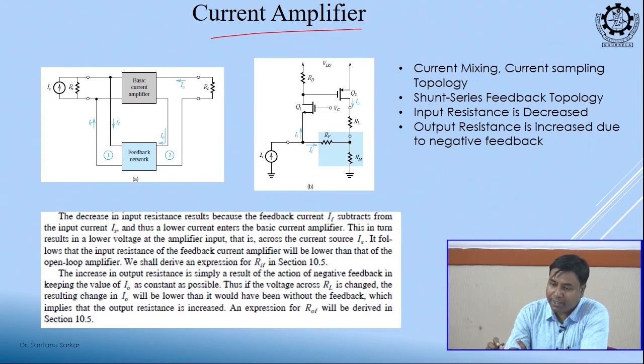So, in a current amplifier, the terminology will be current mixing, current sampling, and previously it was series shunt. It will be just opposite. So, it is shunt series. Voltage and current is easy, you just have to exchange. So, now can you tell me what is your requirement? The negative feedback will decrease input impedance and increase output impedance, just opposite to the voltage amplifier.